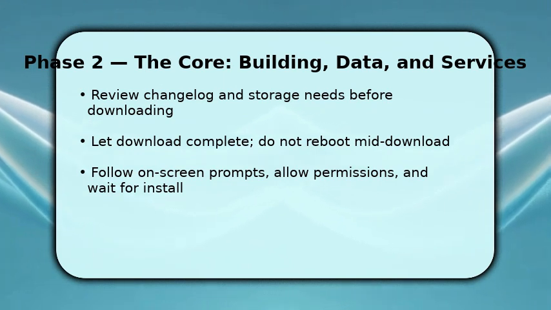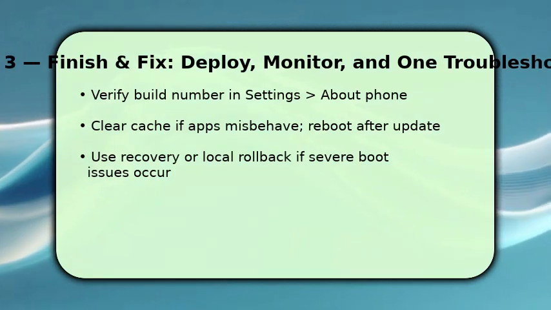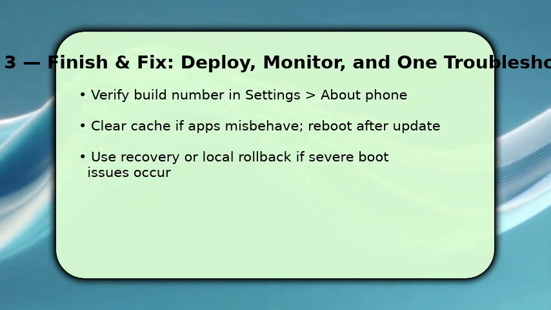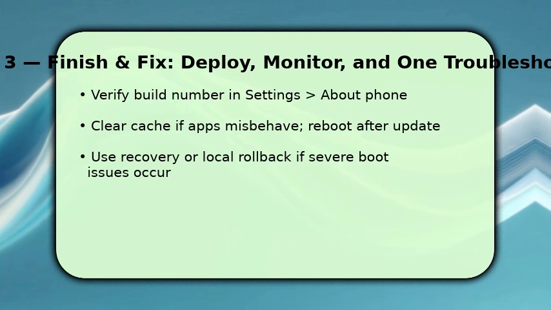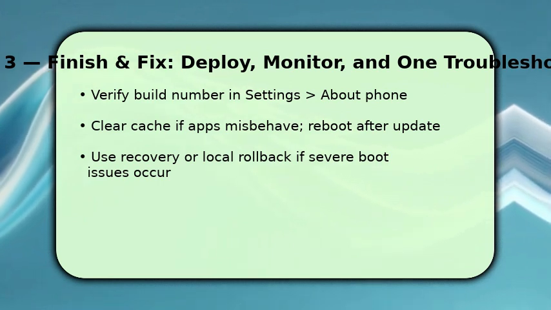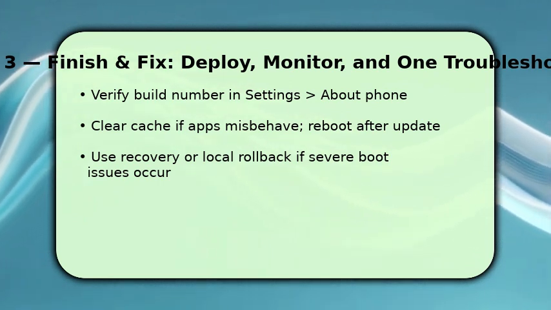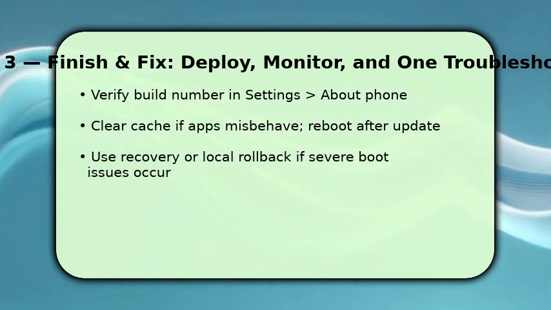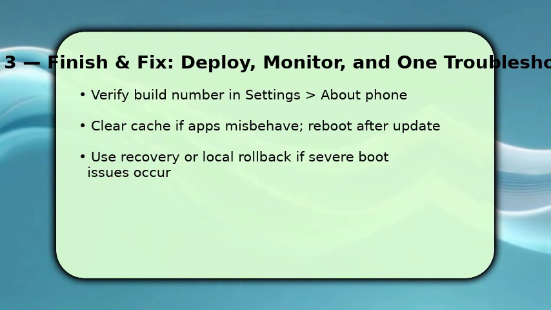You finish by confirming the new build number in Settings, About Phone, so you know the update applied correctly. Once the system stabilizes, check apps and sync settings. If apps behave oddly, clear app cache or perform a simple reboot to settle processes. Make sure to re-enable VPN or battery saver if desired.